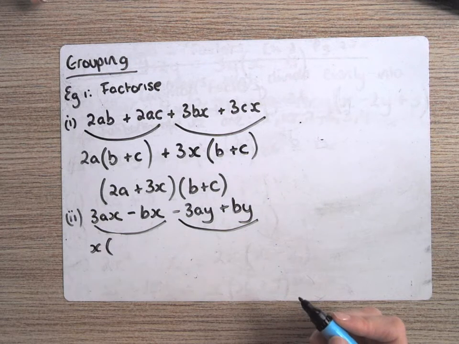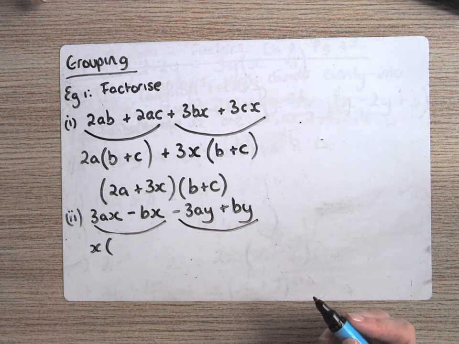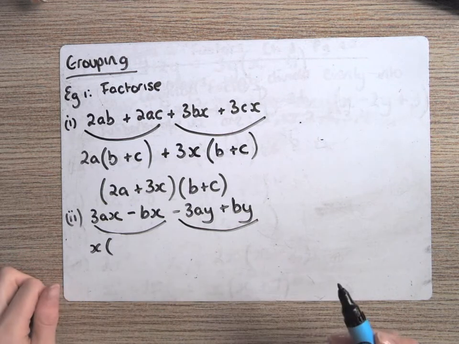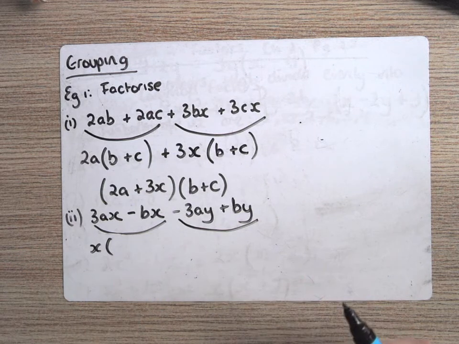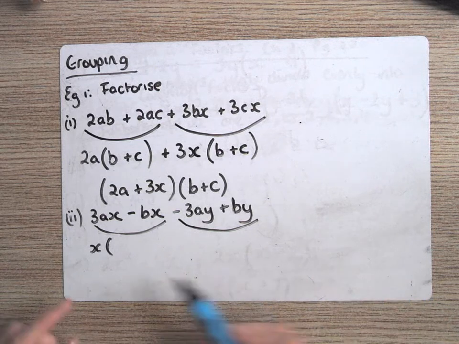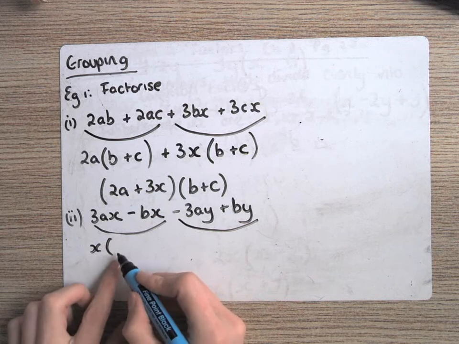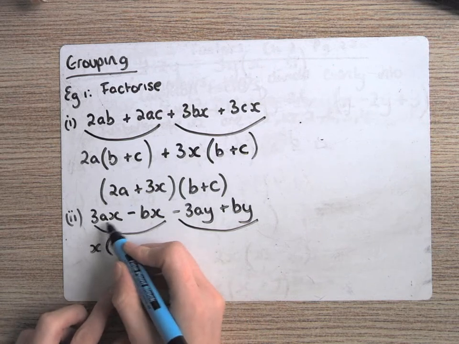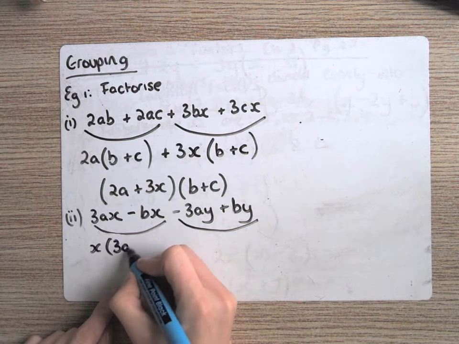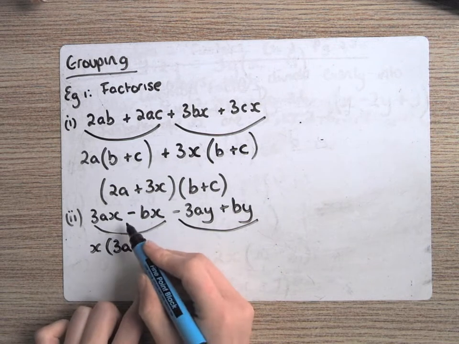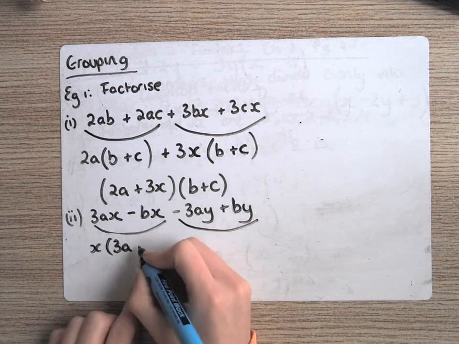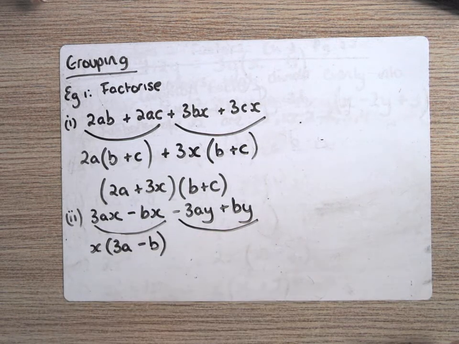Is it always the first two common? Yeah, I'm going to show you one now where we'll have to rearrange it. But normally it's the first two and the last two. But you can move things around, but we'll do that in a minute. Okay? So, sorry, what is common to these two? It's just x. What am I left with here? X by what gives me 3ax? 3a. X by what gives me minus bx? Minus b. Excellent.